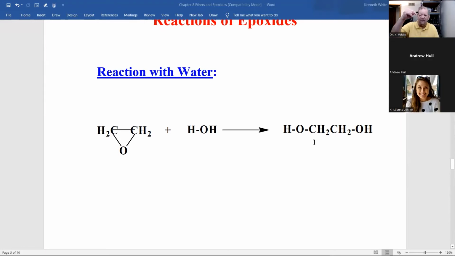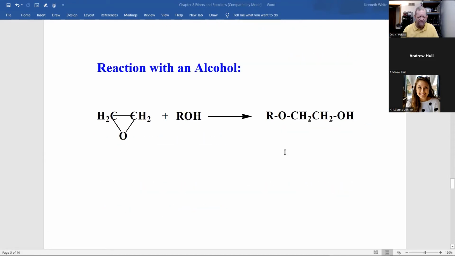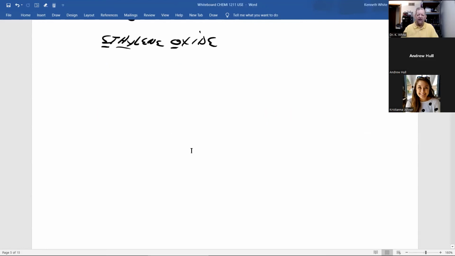Again, switch was off for this reaction right here. Now, switch is on. And I have it written this way, and I'll rewrite it on the whiteboard. Let's talk about reacting an alcohol with ethylene oxide. All right, thumbs up, people. Do you see my whiteboard?